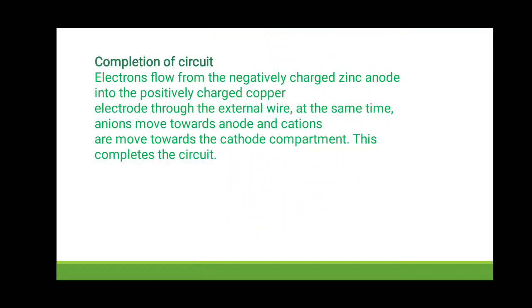The completion of the circuit: electrons flow from the negatively charged zinc anode to the positively charged copper electrode through the external wire. At the same time, anions move towards the anode and the cations move towards the cathode compartment. This completes the circuit.